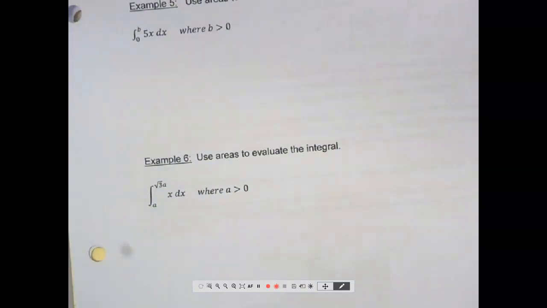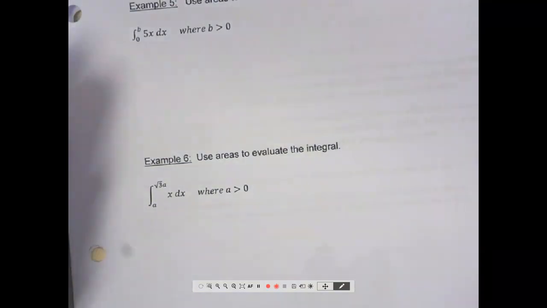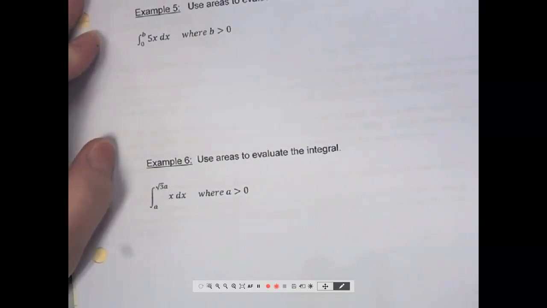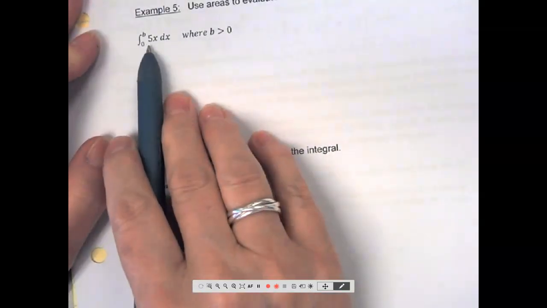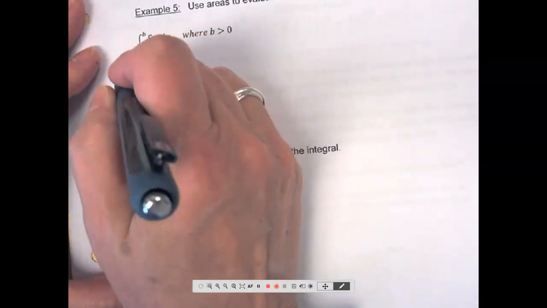Okay, here we go, guys. Geometry formula. Use areas to evaluate the integral. 3 more to do here. All right, the integral from 0 to 5 of 5x. Okay, here's my function. If I graph that, what does it look like?